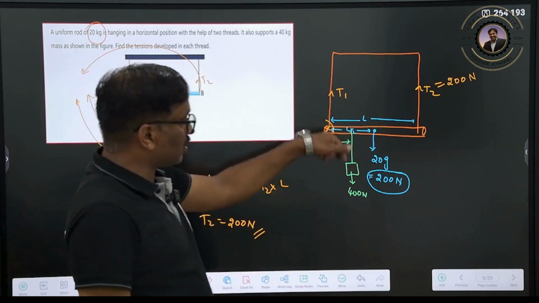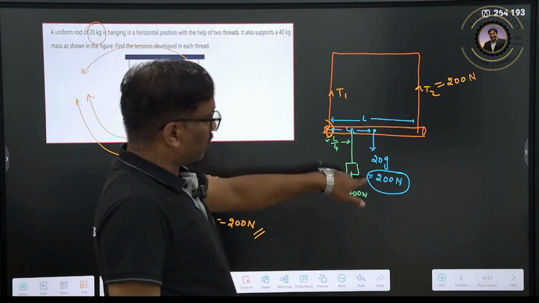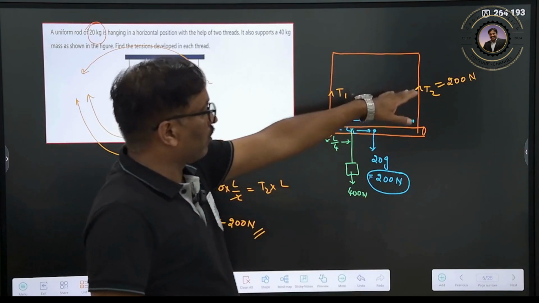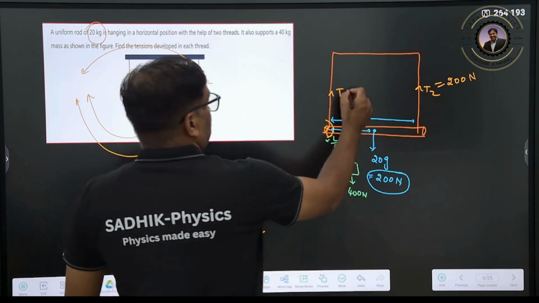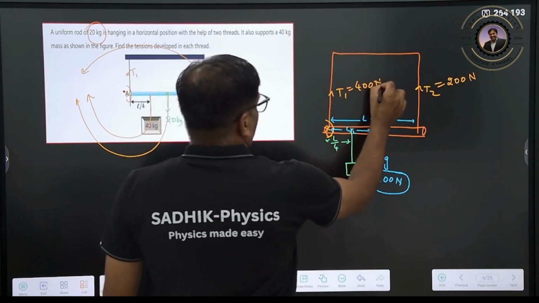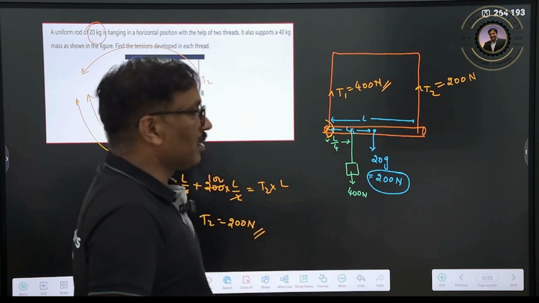So T1 is how much now? Total downward force is how much now? 200 plus 400, therefore 600. Upward is already I got it as 200, no? So compulsory this one should be equal to 400 newtons now. Right?